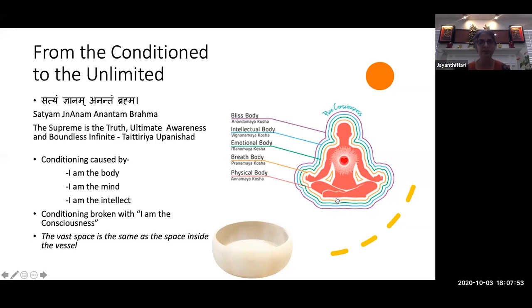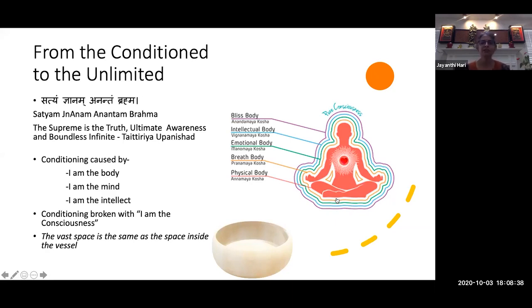So the idea is to break this conditioning by identifying with consciousness, of which you get a glimpse in the deep sleep state. After you have slept well, when you wake up, you say, I've slept very well, I feel good, I have had a sound sleep. That is just a glimpse, let's say, the spark of happiness you have experienced in your deep sleep state. The idea is merely to expand on that. So identification with consciousness, as opposed to identifying with the mind or the body or the intellect, is what helps us break free of this conditioning.